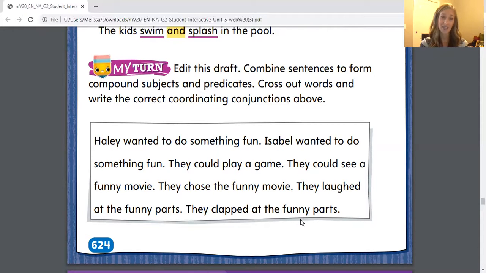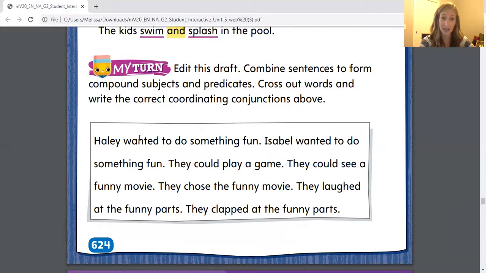It says, Haley wanted to do something fun. Isabel wanted to do something fun. They could play a game. They could see a funny movie. They chose the funny movie. They laughed at the funny parts. They clapped at the funny parts. Wow, okay, this paragraph needs some editing because there is a lot of repetition.